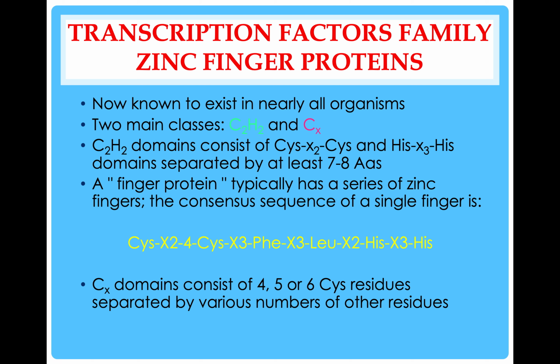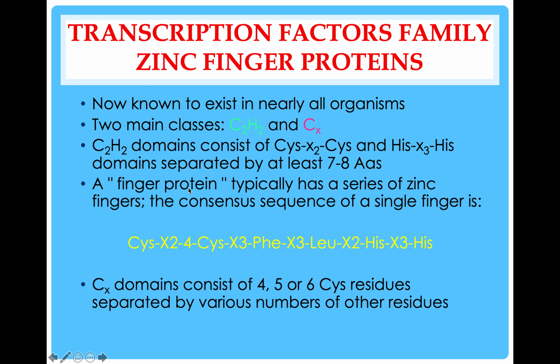Now, the second one that we will have a look at is the zinc finger protein. It is now known that the zinc finger protein exists in nearly all organisms, including prokaryotes. There are two main classes of zinc finger protein, C2H2 and CX. X means that, you will see in a while, as you can see over here.